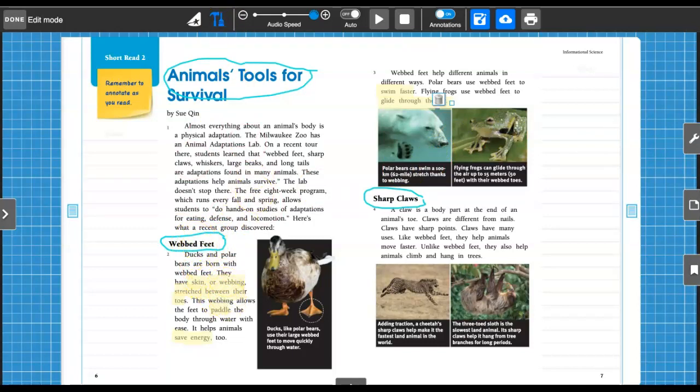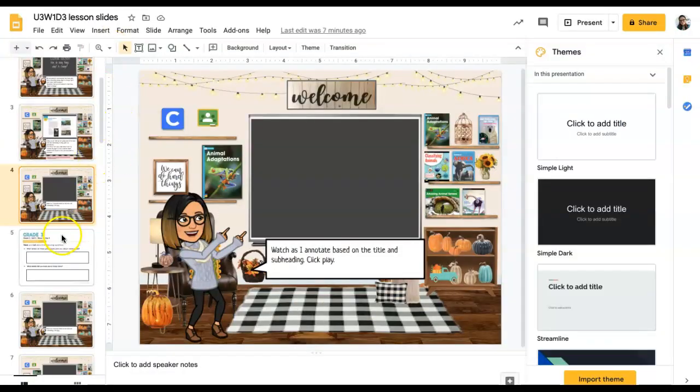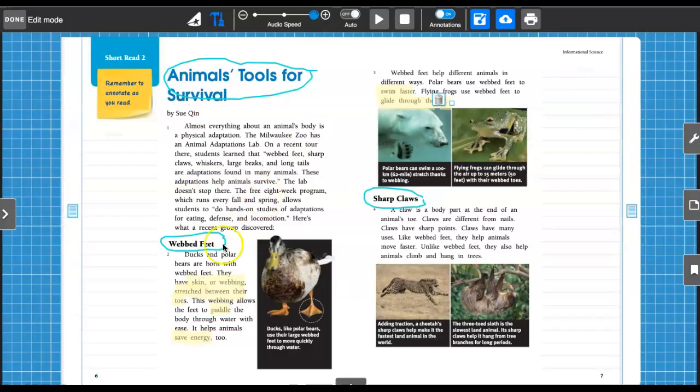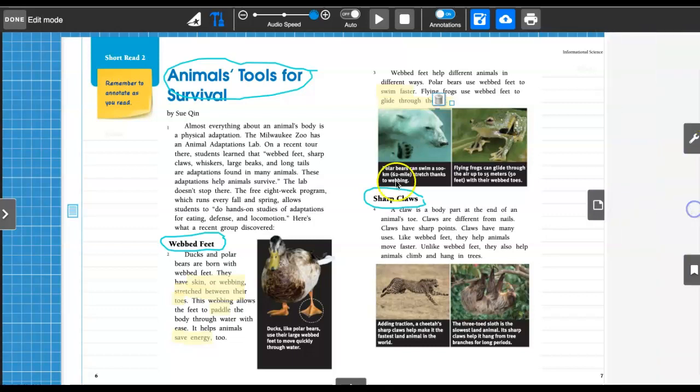So now I'm going to go back and answer the question on slide 5. What details do these paragraphs give you about webbed feet? So you're going to go back into the text and see what they tell us about webbed feet. So I would type in webbed feet is skin between the animal's toes. It helps them to paddle. I'll type it in for you.